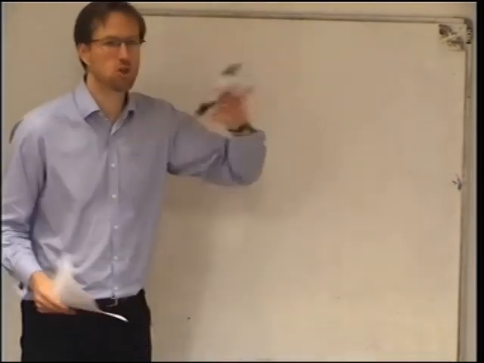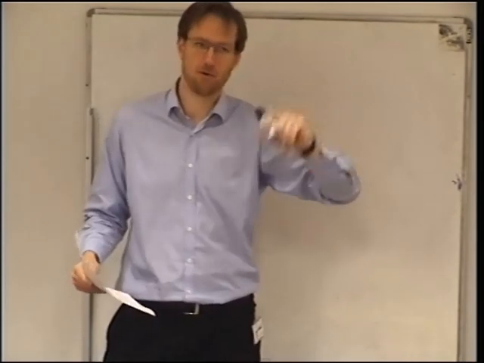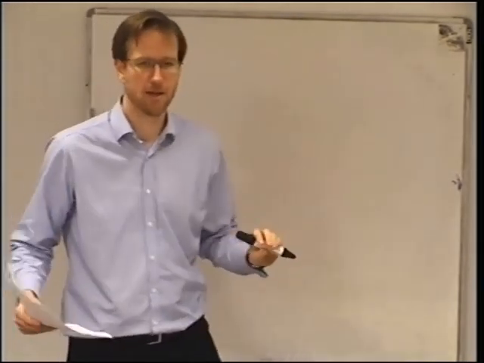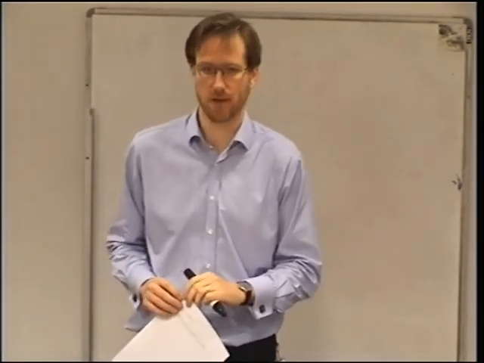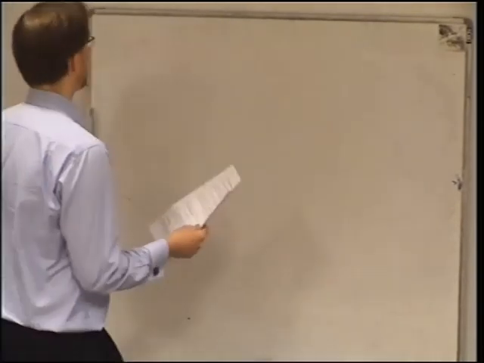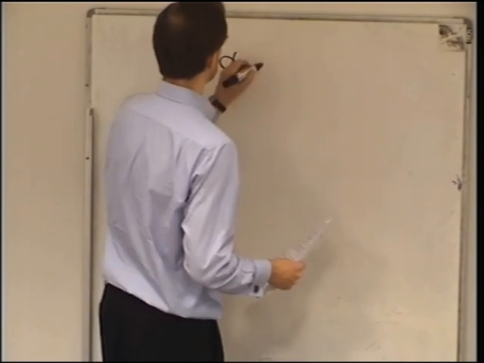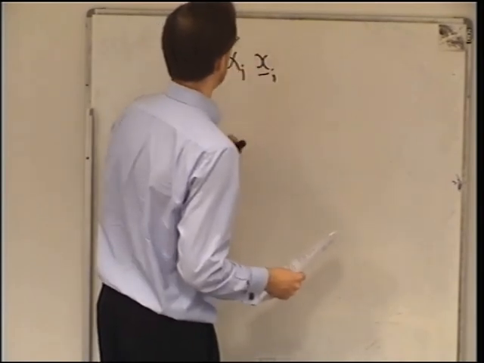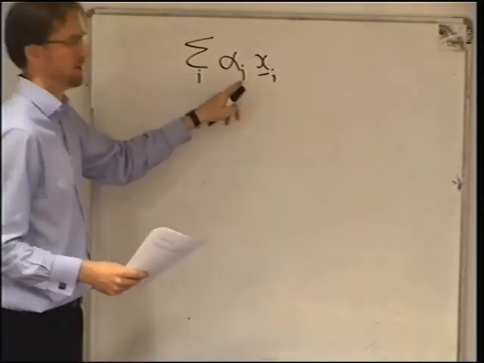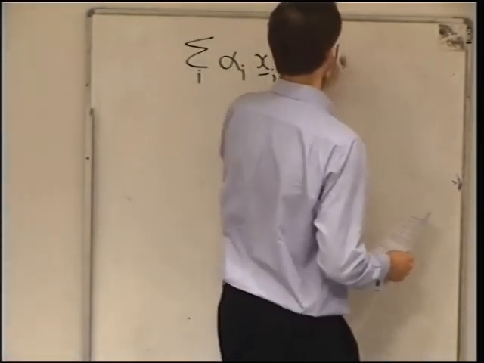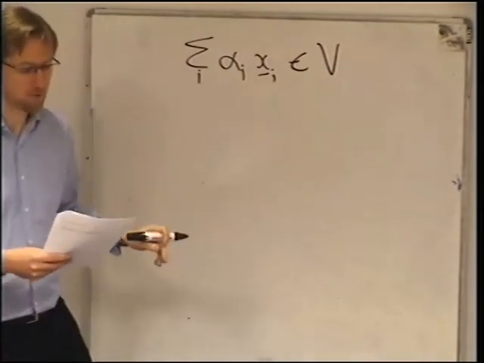And so feature number one of a vector space, that we wrote up nearly an hour and a half ago, is that it's closed under linear combinations. So in the generalized case, that means if I take a sum over i of alpha_i times x_i, where these x_i are from my vector space and these alpha_i are real numbers, then that thing is in my vector space. That's what closure means.